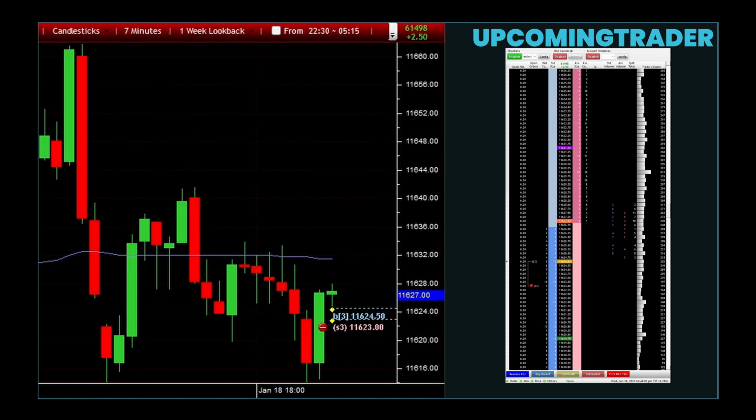Next, we have the value area. The value area is the range of prices where about 70% of the volume occurred.